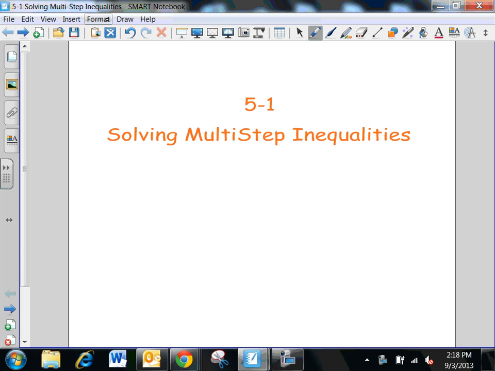Okay, this is Coach Jones, and this is Tuesday night's lesson 5-1, solving multi-step inequalities. We are going to skip single-step inequalities and go straight to multi-step inequalities.